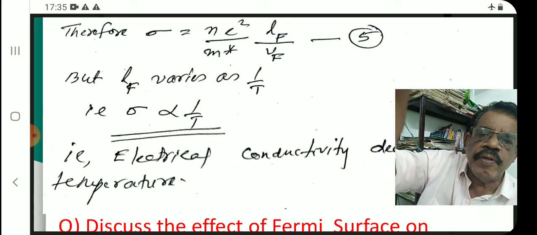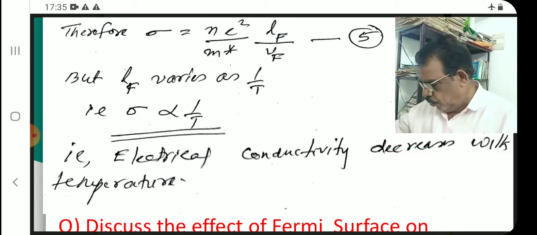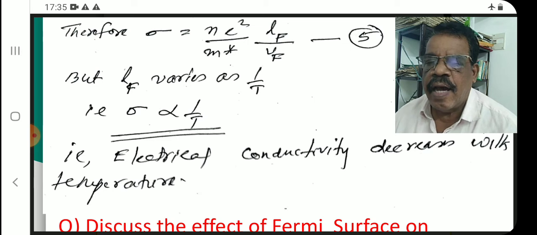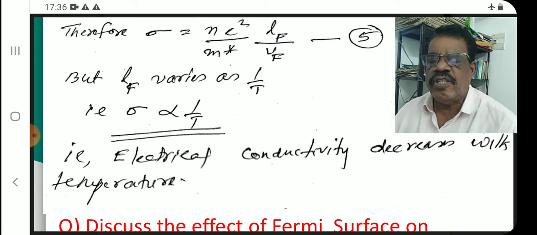The conductivity is proportional to 1 by T. That is, electrical conductivity decreases with the temperature.